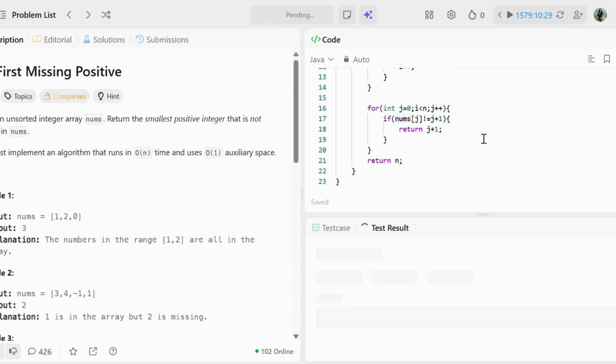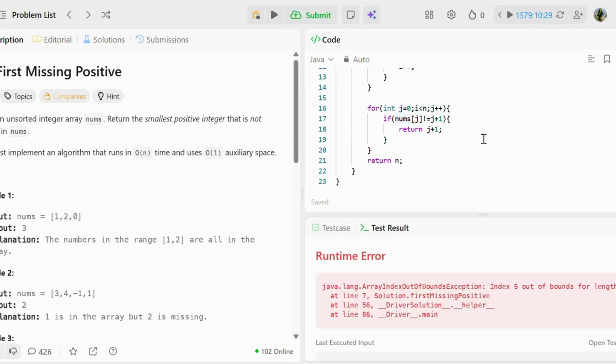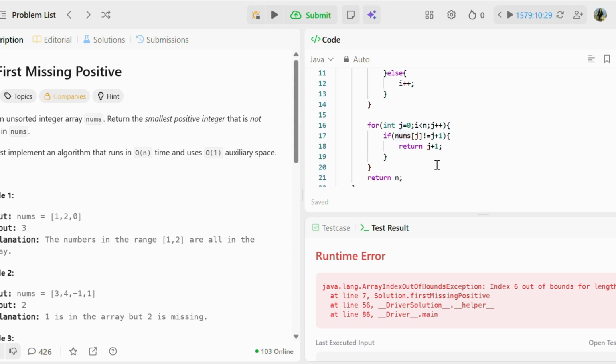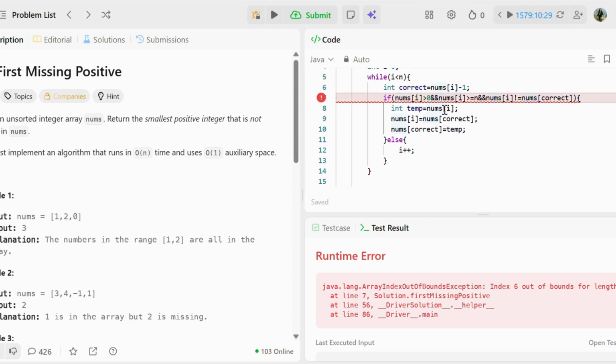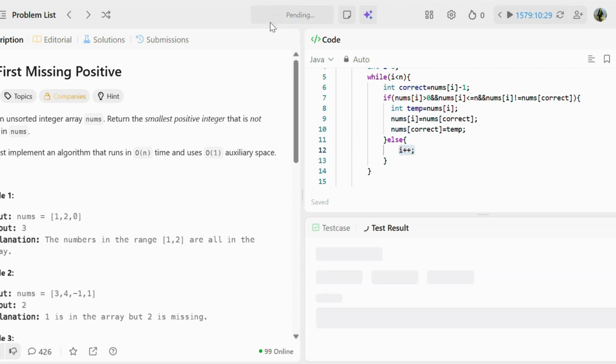So let's try to run this. Okay, array index out of bounds exception. Let's see what we have done wrong. Nums of i, nums of correct. Okay, we have implemented the wrong condition. It should be less than. Then it should go in this, right? If it is greater, then we have to skip. So if it is less than or equal to n, then it would be equal. So let's run again.